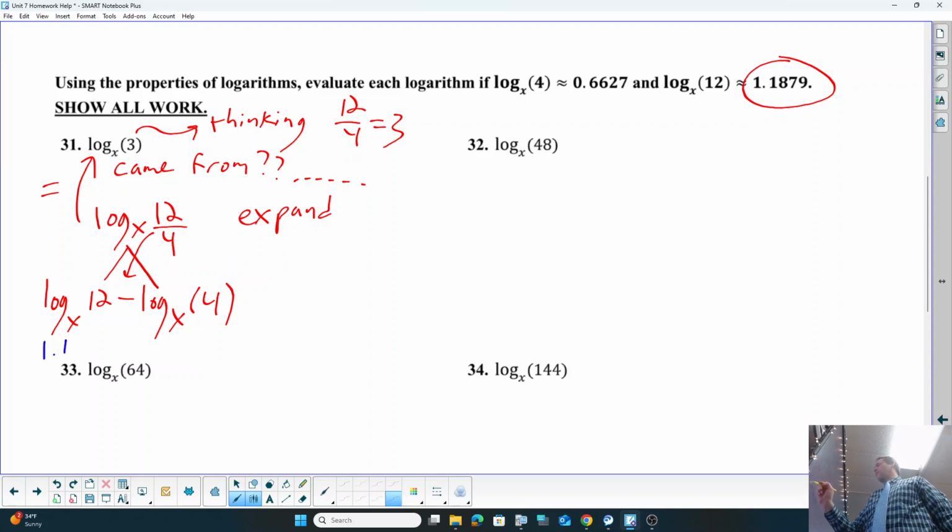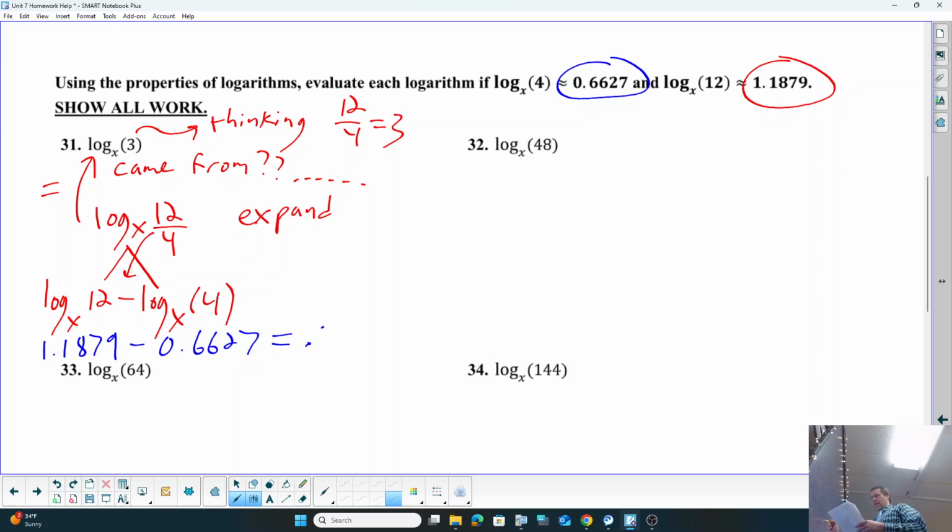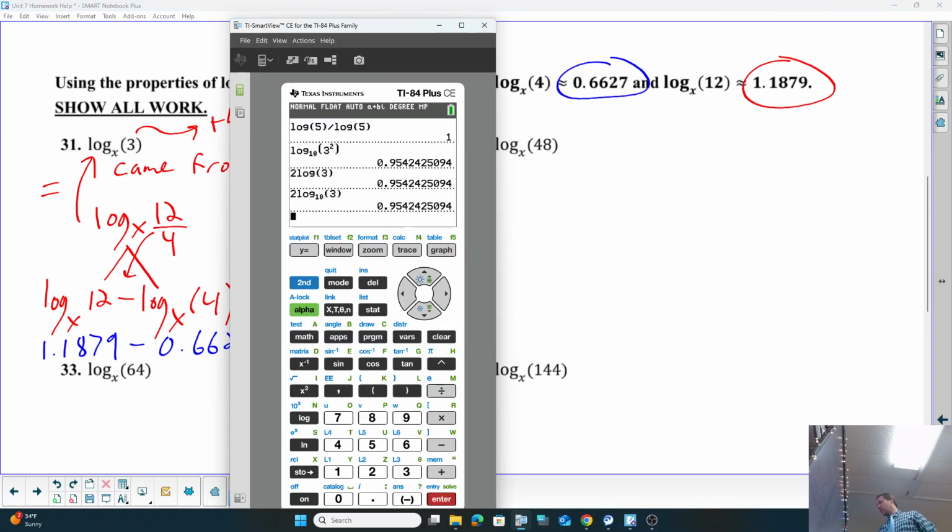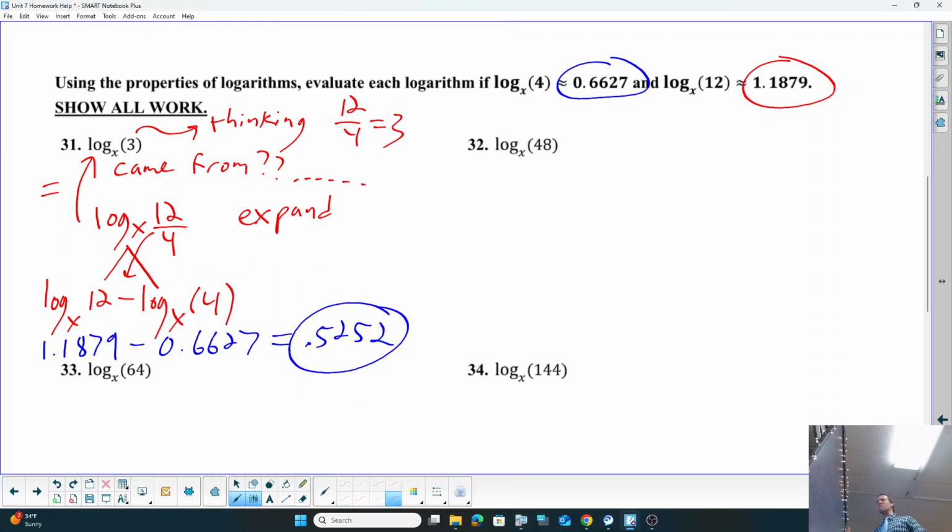And so that's going to be 1.1879 minus the other number, 0.6627. And so when you go to minus those two, you get 0.5252, I believe. Nice. And we can use our calculator and double check. So 1.1879 minus 0.6627. Yep, we get 0.5252.